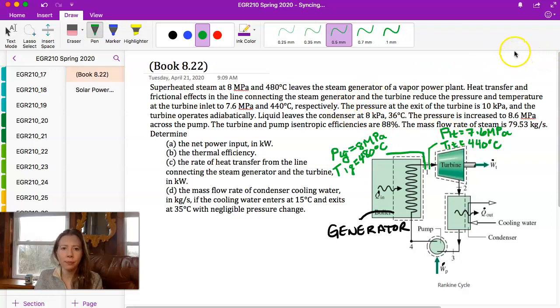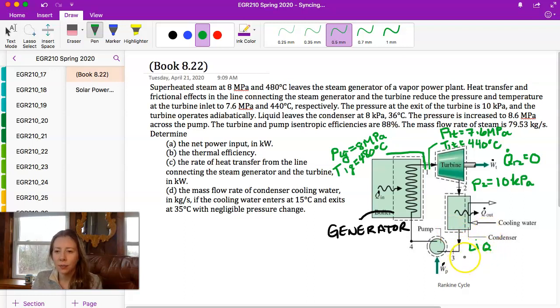Okay, next piece of our problem is that the pressure at the exit of the turbine is 10 kilopascals. So P2 is 10 kilopascals, and the turbine operates adiabatically, so this Q12 is 0. Liquid leaves the condenser at 8 kilopascals and 36 degrees Celsius. So leaving the condenser, we have a liquid. We're at the liquid phase, and P3 is 8 kilopascals, and T3 is 36 degrees Celsius.